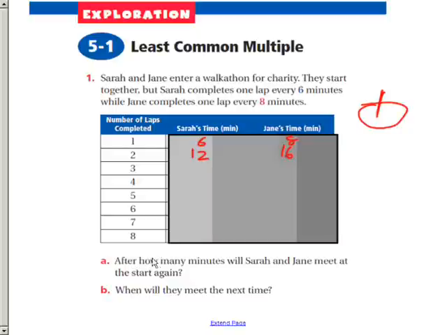Then figure out after how many minutes Sarah and Jane will be at the starting line and cross over it at the same time. Whereas with this lap, Sarah's going to go across it, and then Jane will be after. They won't cross at the same time. Then when will they meet again? So go ahead and pause and fill this in.